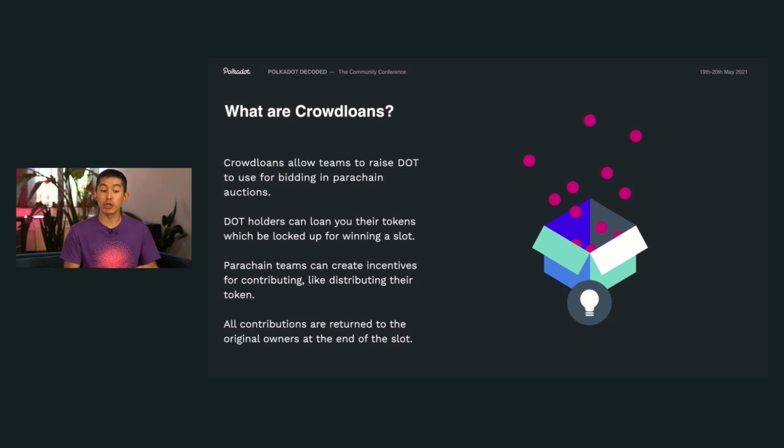To encourage users to loan tokens to them, parachain teams can create incentives. A common example of this might be distributing their own token to the crowd loan participants. Of course, this is only a loan, right? So just like the auction process, all crowd loan participants, all dot holders, will get back their original contributions at the end of the slot. We guarantee this with the logic on chain. Thus, participating in a crowd loan is, again, just a cost of opportunity and something you definitely want to do.